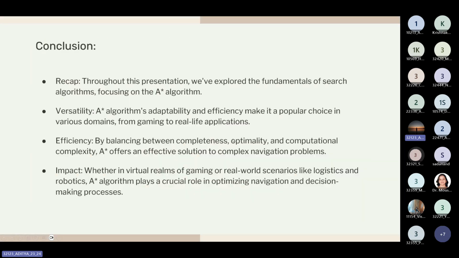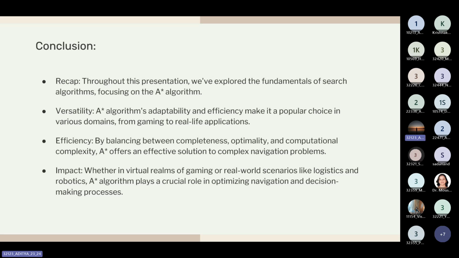So the conclusion would be just a recap. Through what we saw was what search algorithms are and what the different types of search algorithms are, and we looked at informed search, uninformed search, and what they are. Next, we looked at how the A star algorithm came to be and how it finds the optimal path from node A to node B. Then we looked at the efficiency of A star algorithm, as A star algorithm optimizes both time and the memory required to calculate the path.